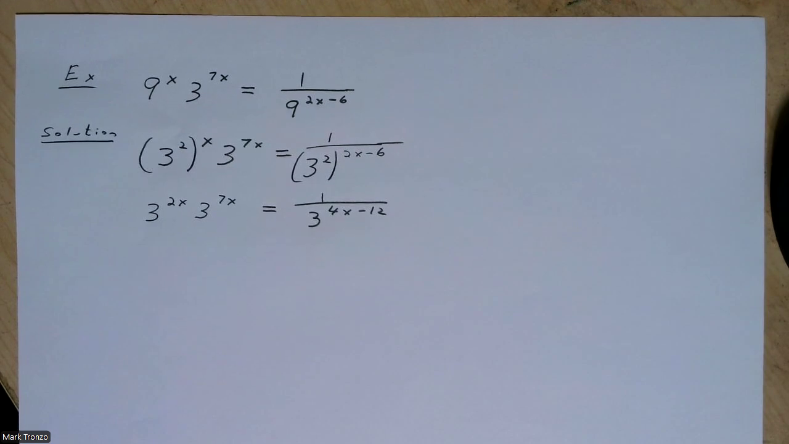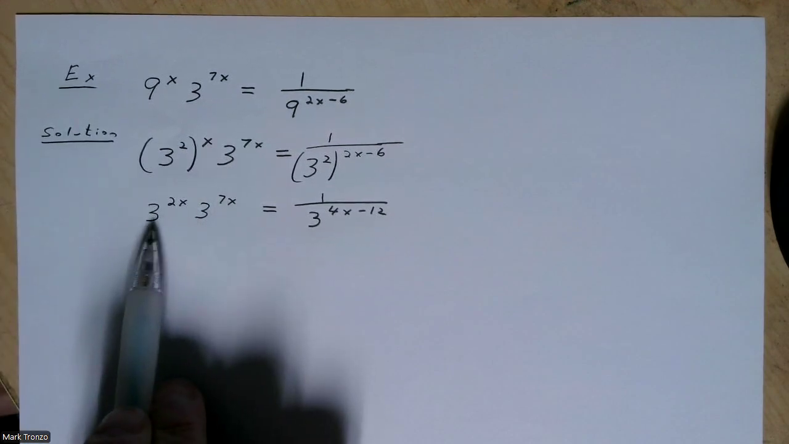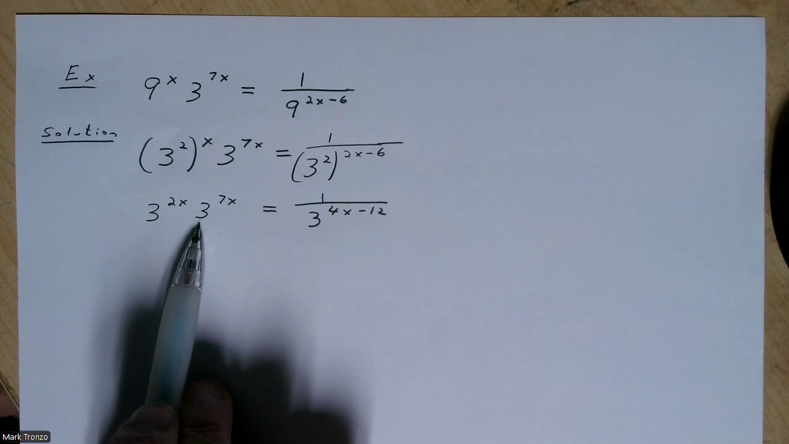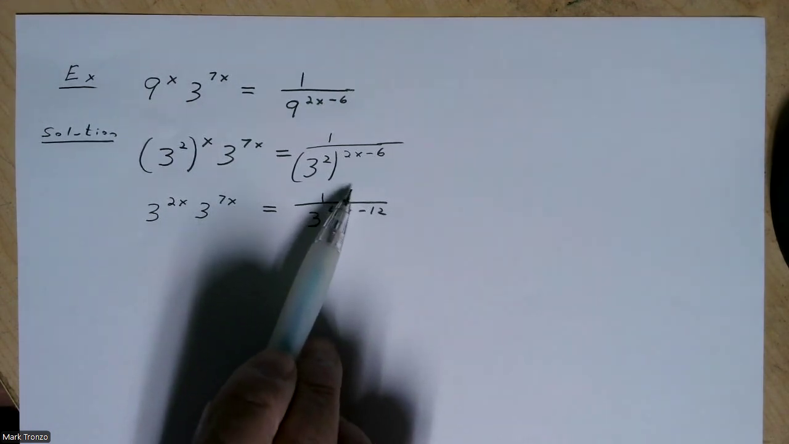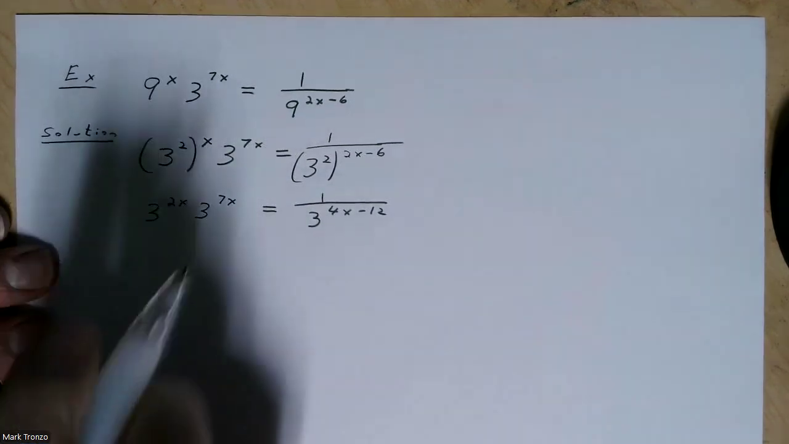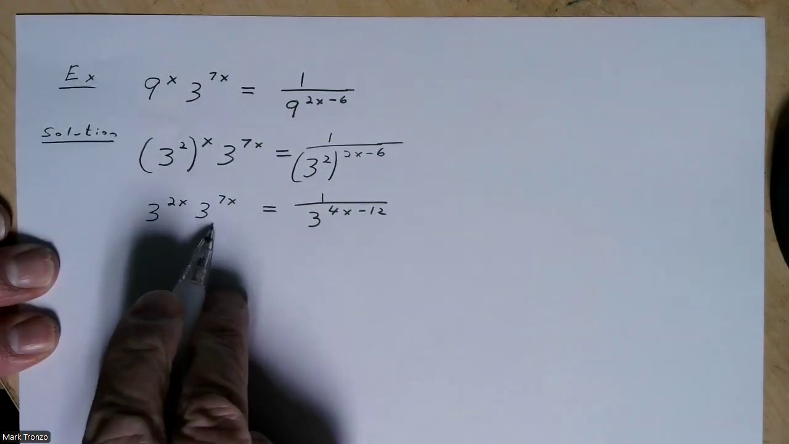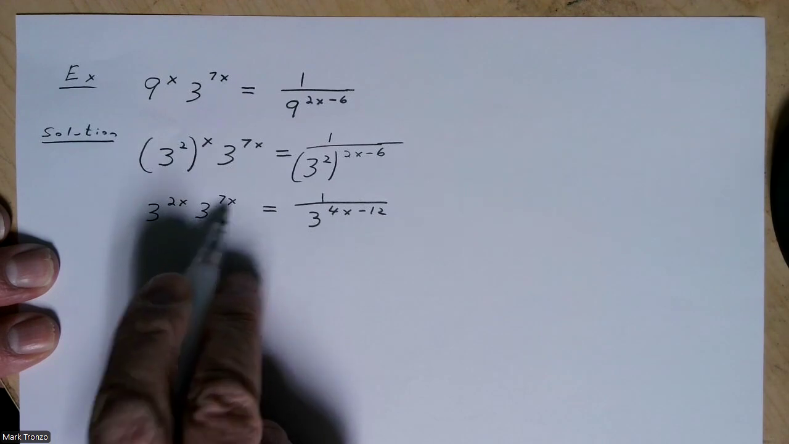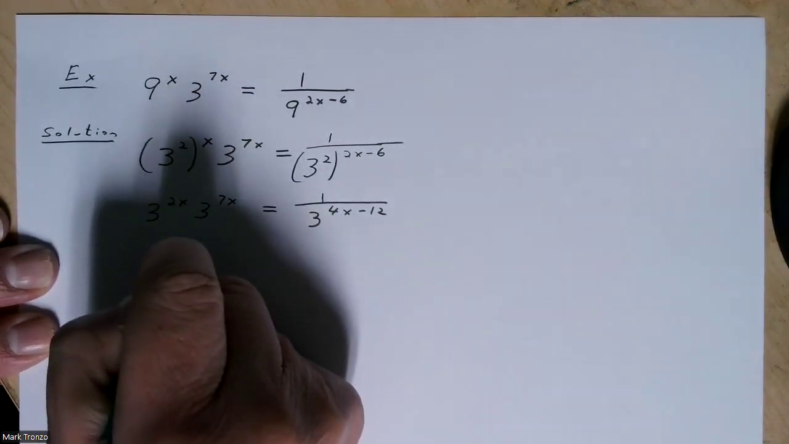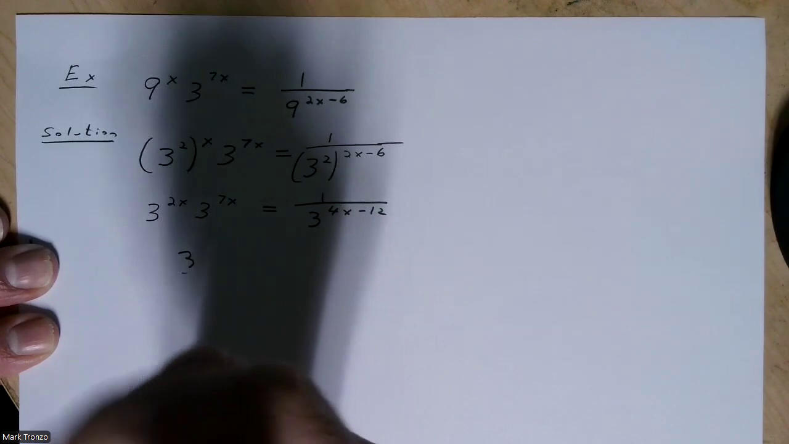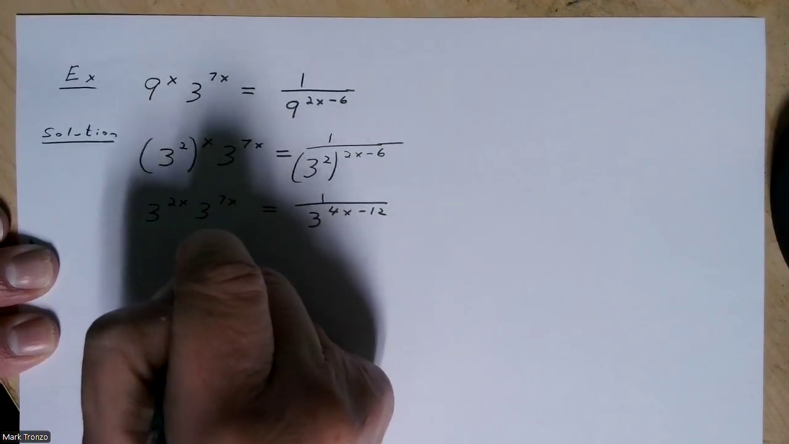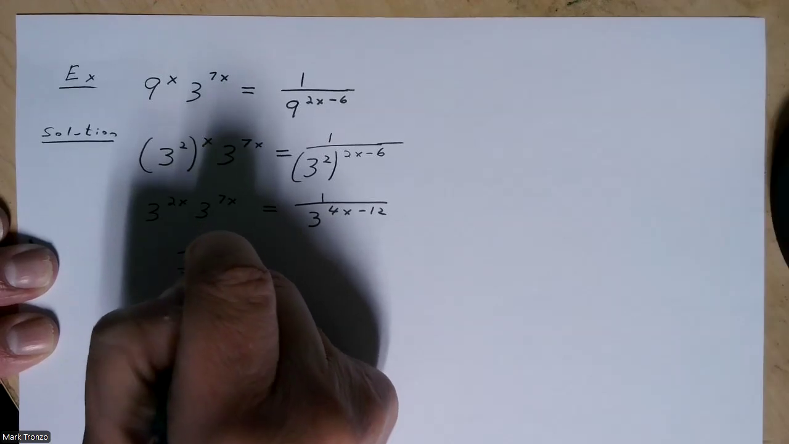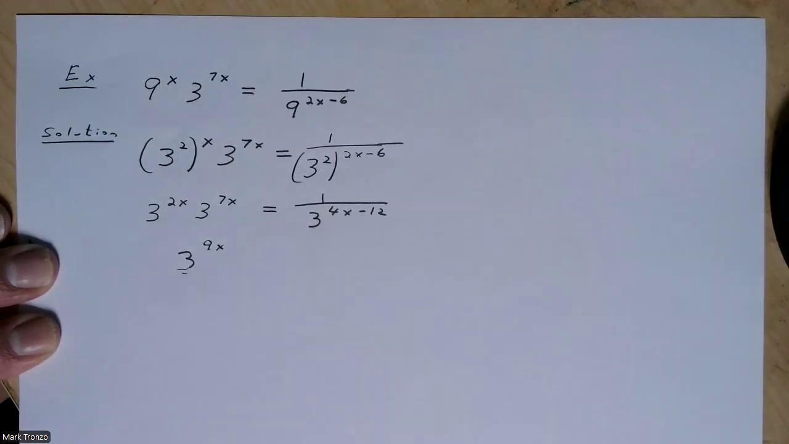Now, the final thing we need to do, we need to get the left-hand side to have just one 3, and the right-hand side to have one 3, but it has to be in the numerator. So I'm going to combine these. Remember, if the bases are the same and we're multiplying, we add the exponents. So the left-hand side is going to be 7x plus 2x. That's going to give us 9x.